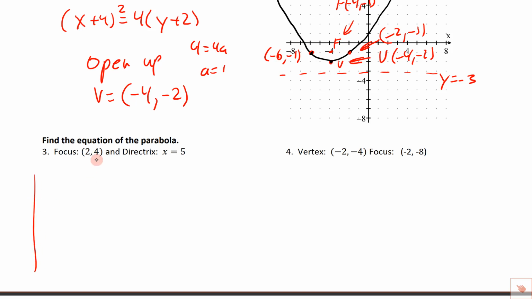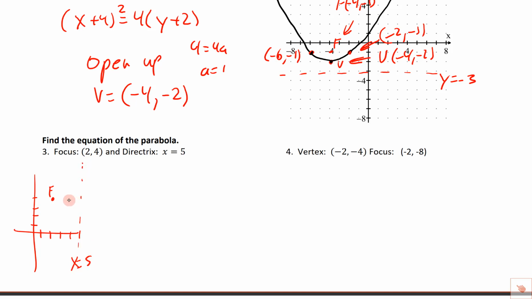So 2, 4, so we're going to be going to the right and up just a little bit. So 2, and then 1, 2, 3, 4. There's the focus. And the directrix, let's see where that is. That's at x equals 5, so that would be 1, 2, 3. Okay, so we went 3 units more than 2, so here's our directrix. Okay, so that's x equals 5.